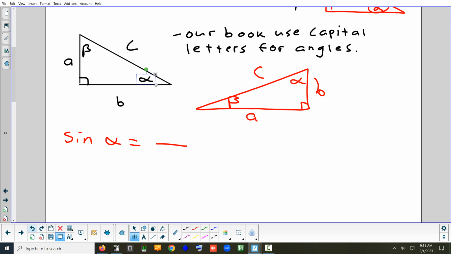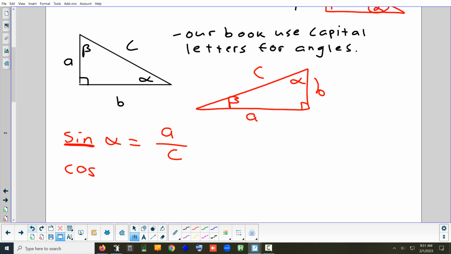Yep. A over C. Opposite over hypotenuse, A over C. Now, I'm going to make up another problem, but I'm going to make it up a very specific way. I'm going to do two things to this problem to make up a new one. I'm going to take this trig function and put the word co in front of it. If I put the word co in front of that, what trig function do I get? Cosine. So put the word co in front of that.